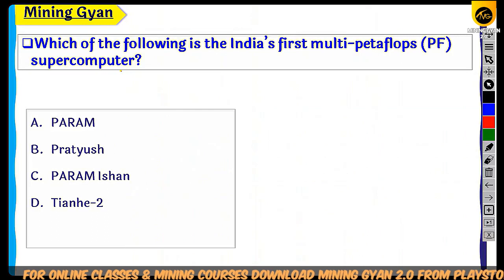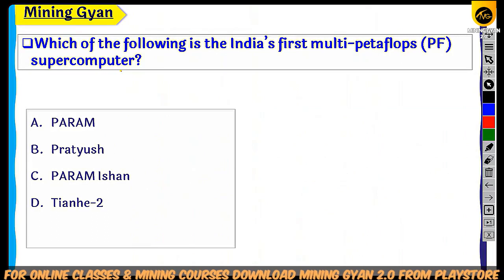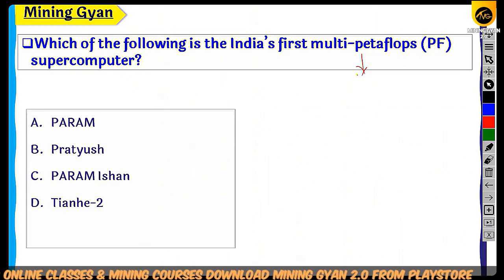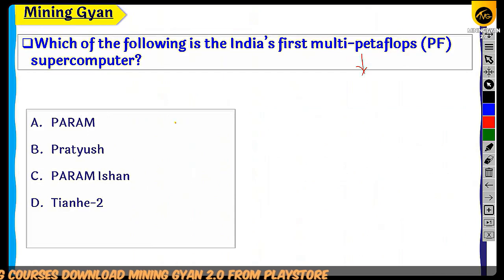Which of the following is India's first multi-petaflops supercomputer? Basically, petaflops are units based on floating point arithmetic. They are multiples of units used to measure speed capacity. So which of the following is India's first multi-petaflop supercomputer? Option B is the correct answer. Pratyush is India's first multi-petaflops, or PF, supercomputer.